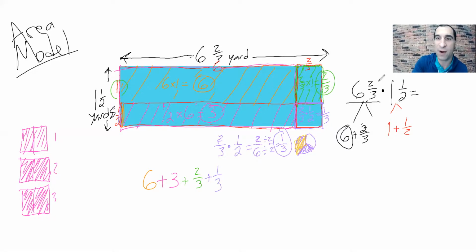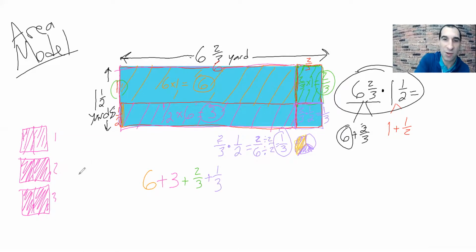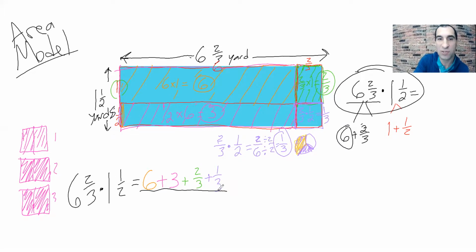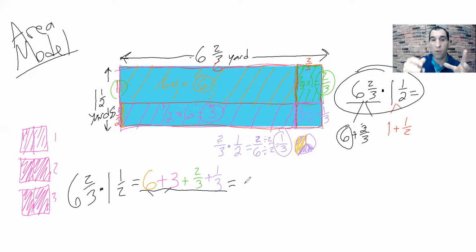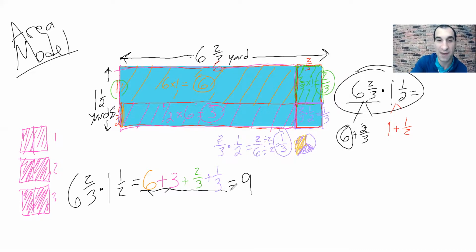So now I go back to my original problem. And so 6 2/3 times 1 1/2 is the same thing as 6 plus 3 plus 2/3 plus 1/3. Now, let's break this down then. Let's combine these terms. I know that 6 plus 3, those are my whole numbers. That's going to be 6, 7, 8, 9. So that's going to be 9 is my whole number.